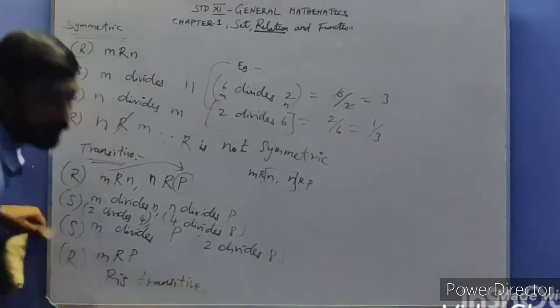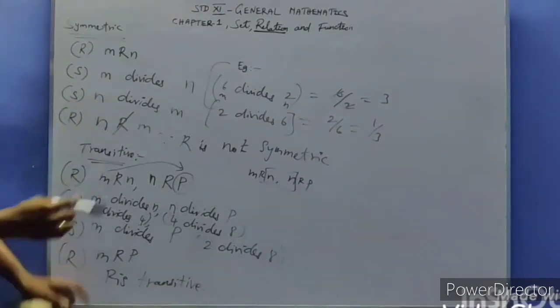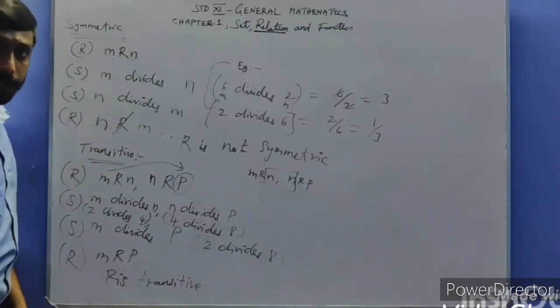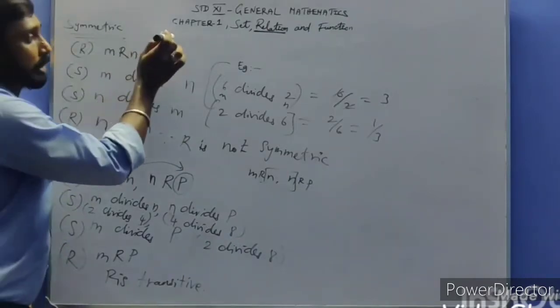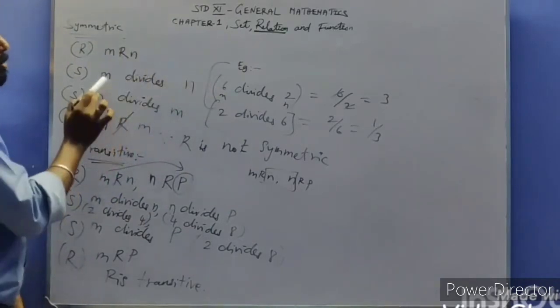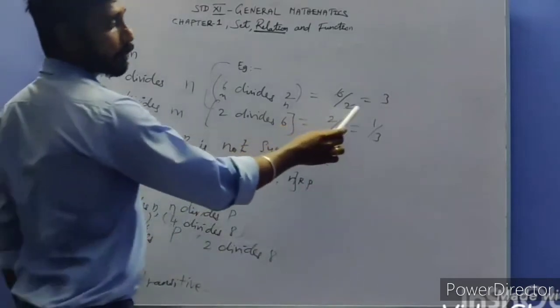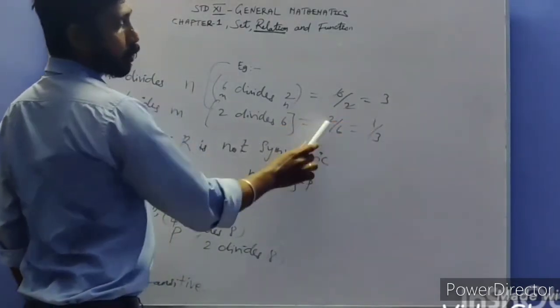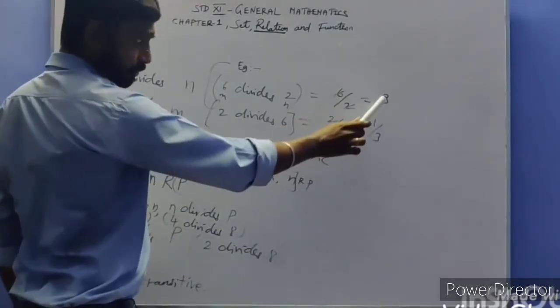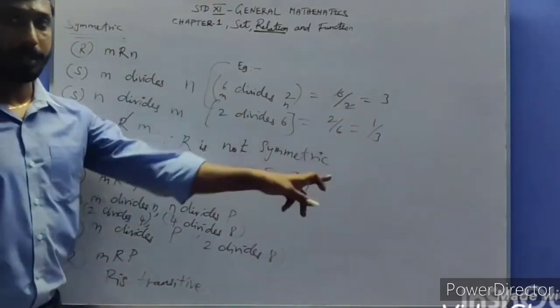R is transitive. So listen children, first sum you have to understand what is meant by relation. Relation will be that person a related to a. Here m related to m, that is reflexive. But here m divides n and n divides m: 6 by 2 will be 3, 2 by 6 is not possible. The value is not the same, so it is not symmetric.